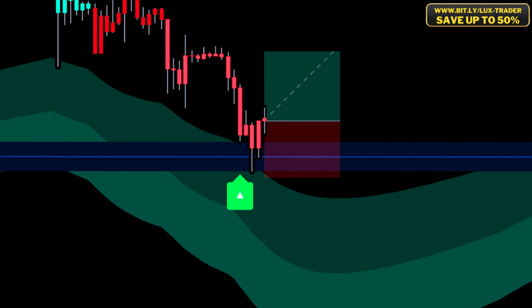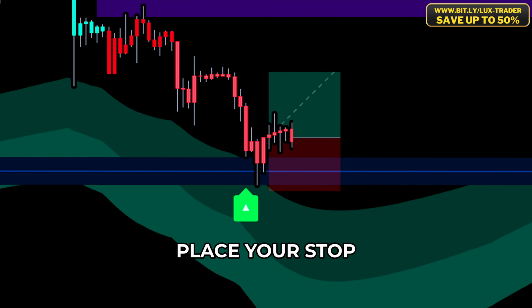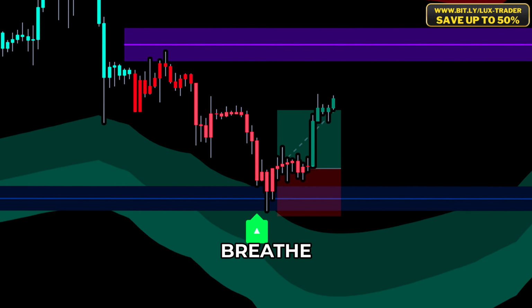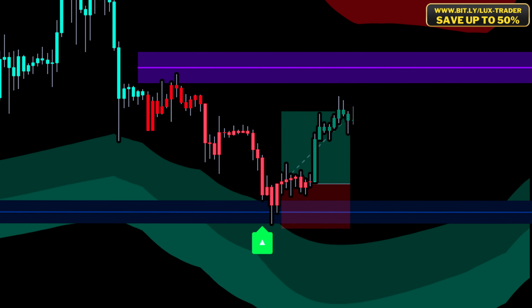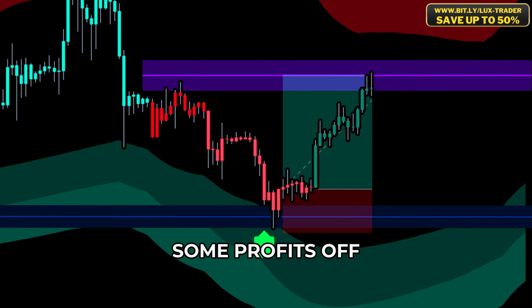Now, here's how you want to manage this position. First, you want to set your stop loss using the fair value gap. This gives you a precise level to place your stop, ensuring you're protecting your capital while still giving the trade room to breathe. Next, once the price moves in your favor and approaches a bearish fair value gap, it's a good idea to take some profits off the table.